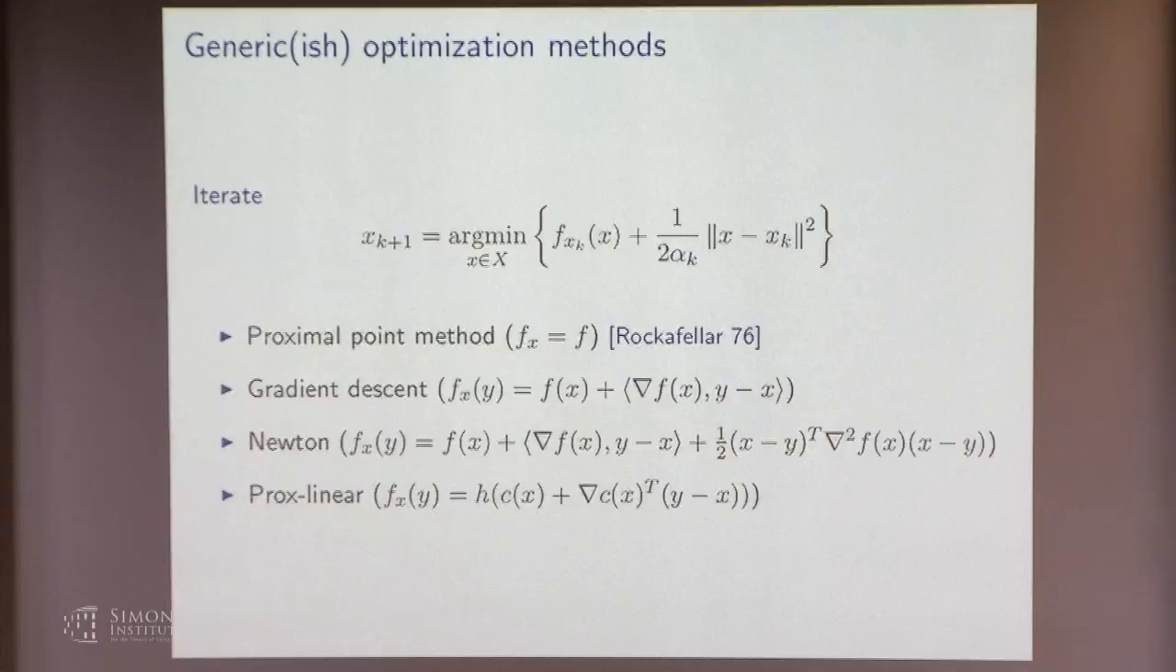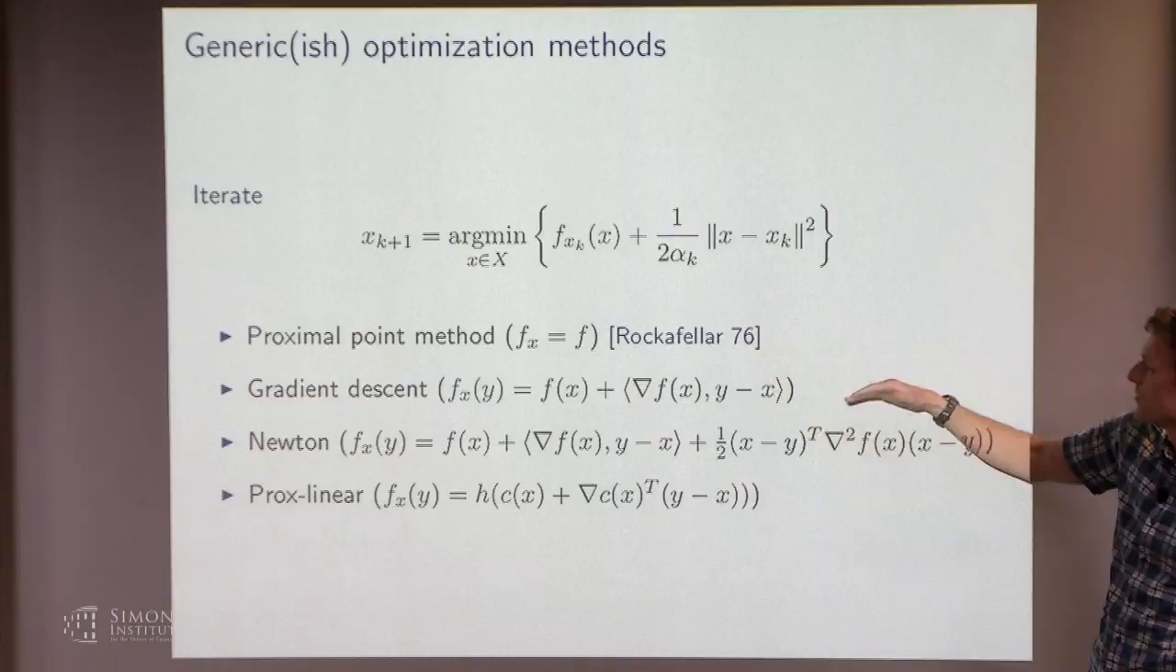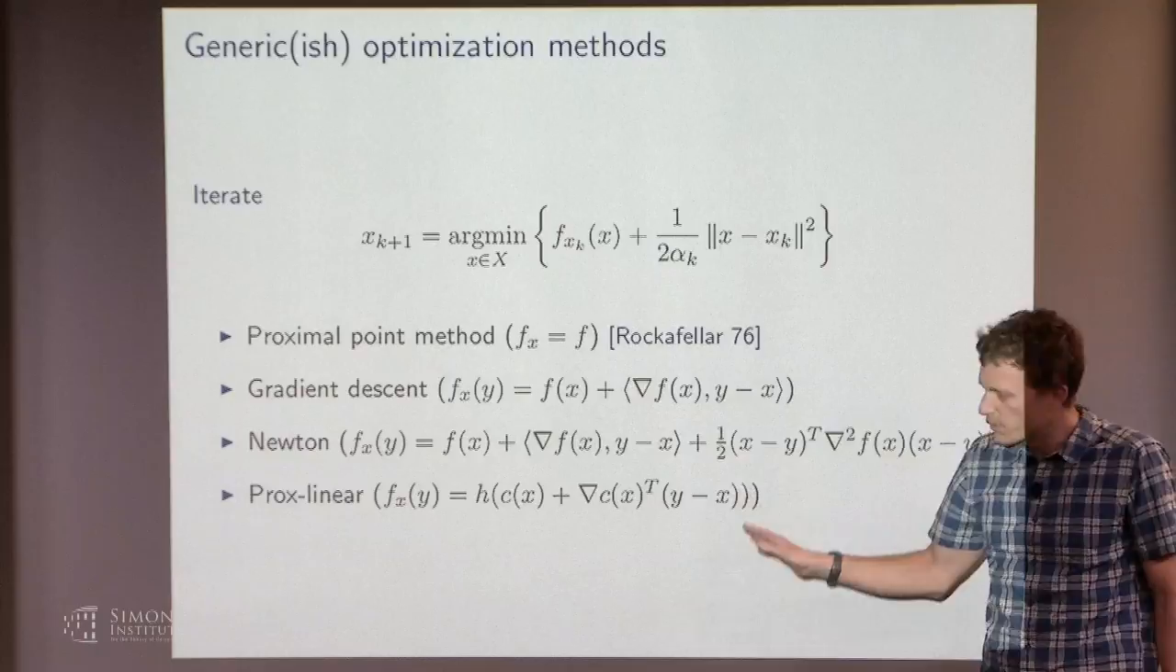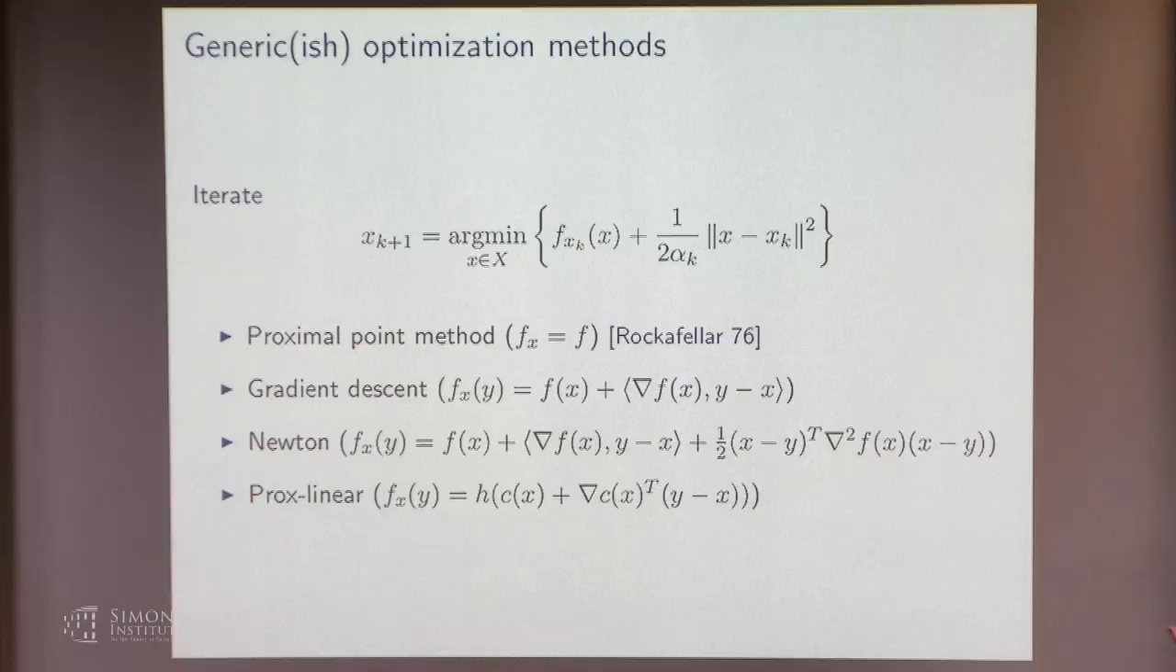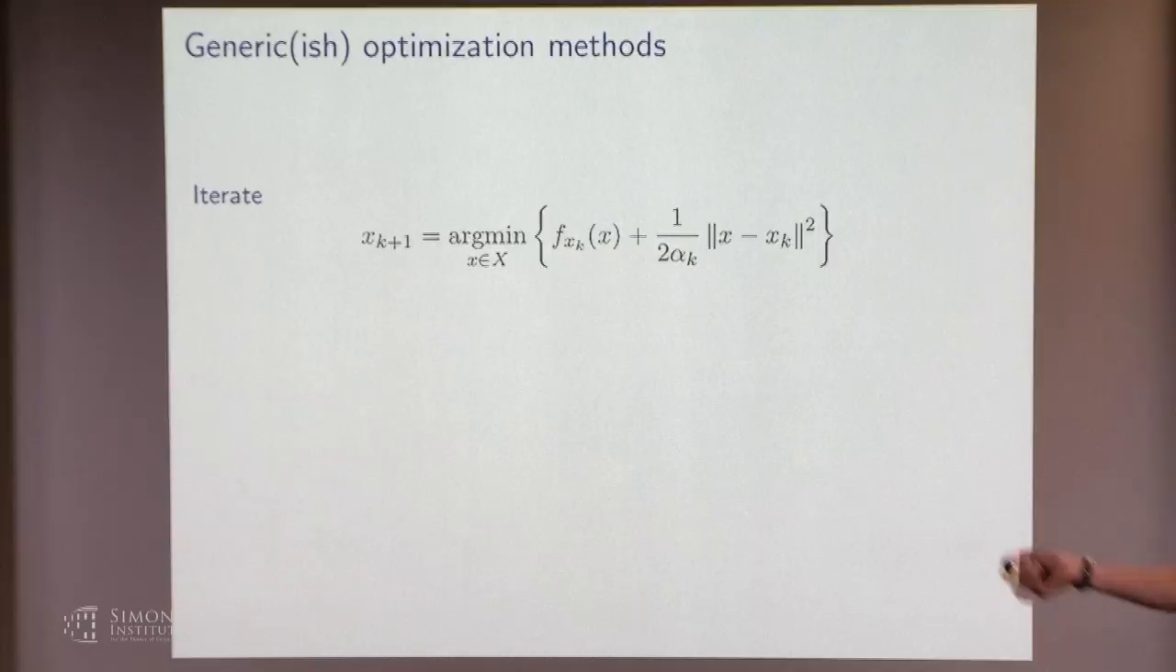The classical proximal point methods fall in this. So that's the 70s Rockafellar, gradient descent, Newton's method, or regularized Newton methods. There's a method that we may get to, which is called the proximal linear method, which is similar to Gauss-Newton methods or Levenberg-Marquardt, if you're familiar with those. There's a lot of situations where you have things like this. Right. So everybody clear on what I mean by an optimization model? Approximate my function around my current iterate, minimize this approximation.